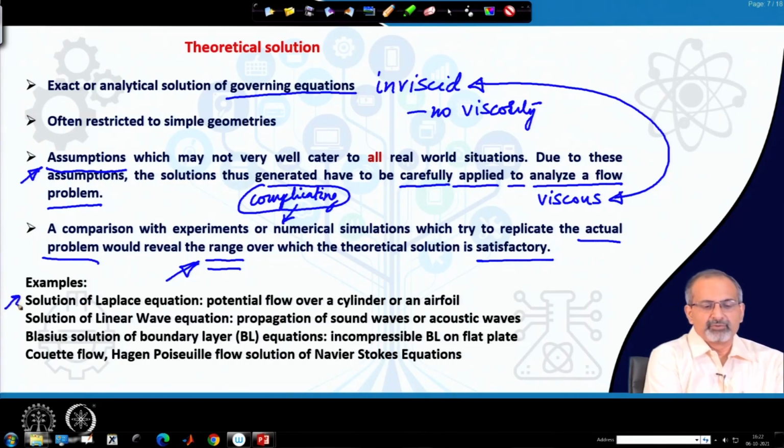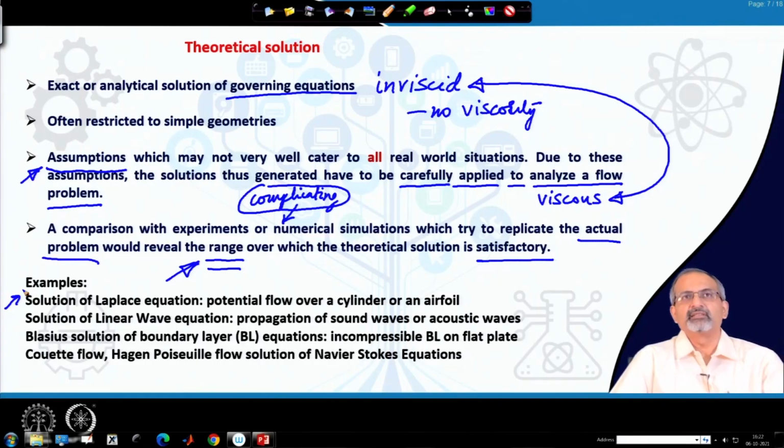We have cited a few examples here where a theoretical solution is possible, not that all problems come under the purview of a theoretical solution. That means you may not be able to solve every problem that you see around yourself, which categorizes as an aerodynamic problem of interest, using theoretical solution means. So, you can seek theoretical solution for some of these problems.